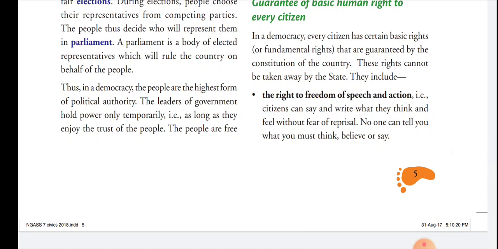First one is right to freedom of speech and action. According to this, the people or citizens can say and write whatever they think or whatever they want to express. They are free to give the speech.